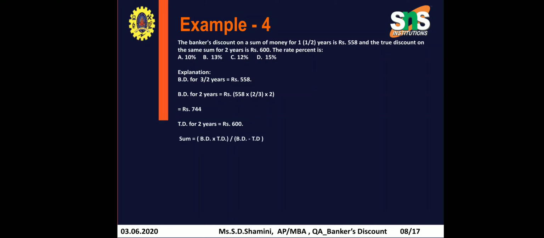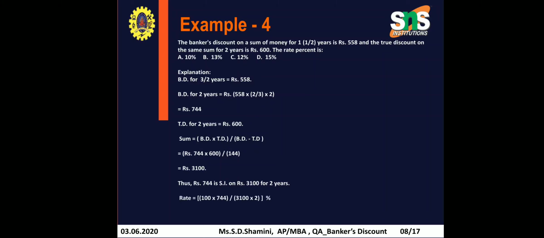So the sum, that is the amount, is equal to banker's discount into true discount divided by banker's discount minus true discount, which is rupees 744 into 600 divided by 744 minus 600. So you will get rupees 3100, and thus rupees 744 is the simple interest on rupees 3100 for 2 years.